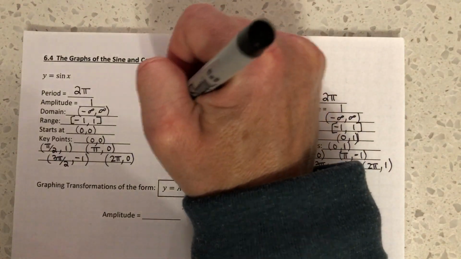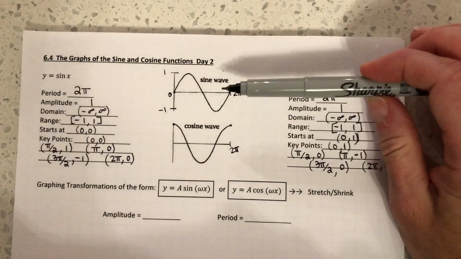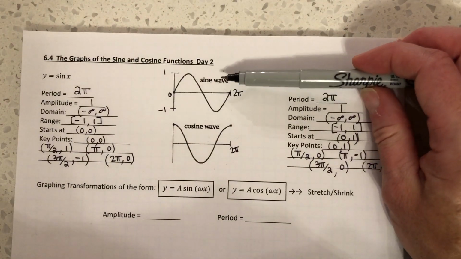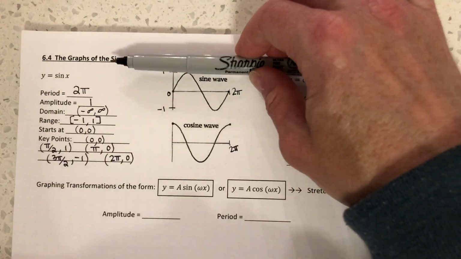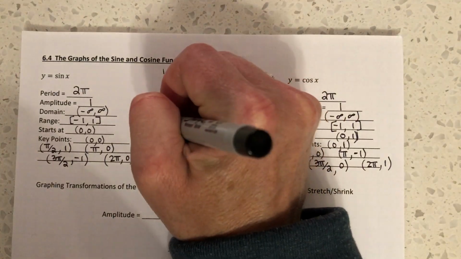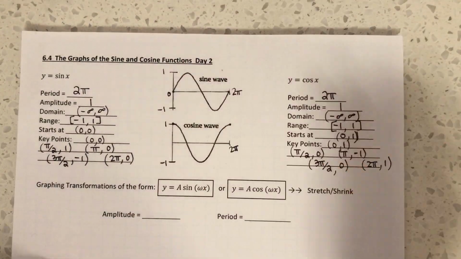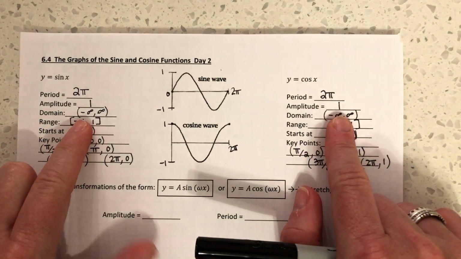From highest to lowest, it goes from 1 to -1. So again, that means if you look at that midline right here, it's 1 unit up and 1 unit down. All right, it's half the distance from the highest and lowest point. Okay, same thing for the cosine. It's 1 to -1. All right, that is their amplitude of 1 unit.